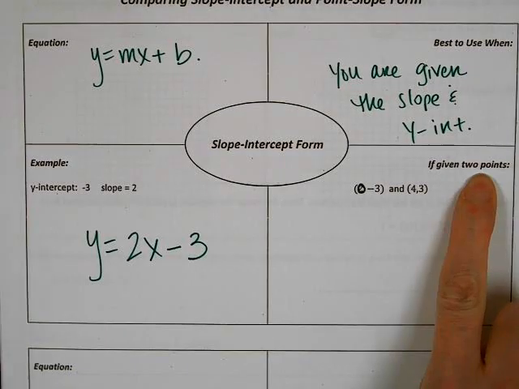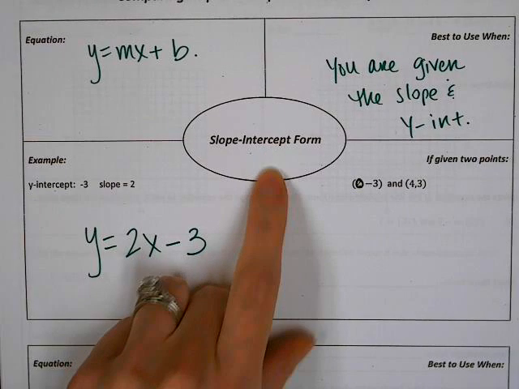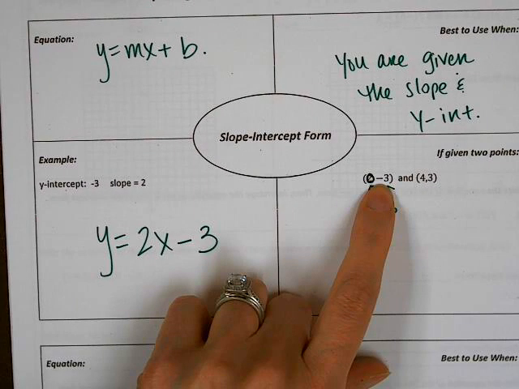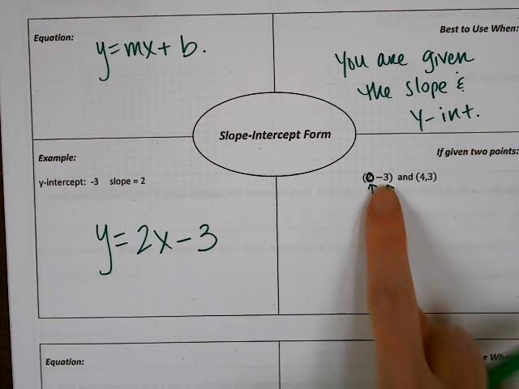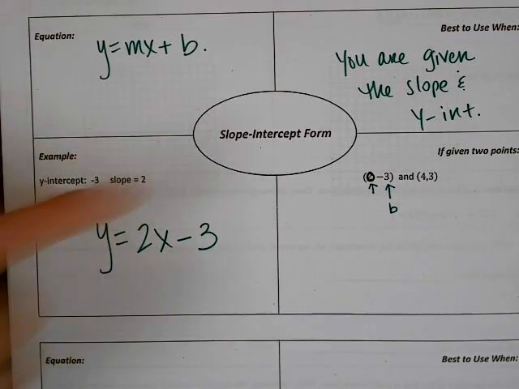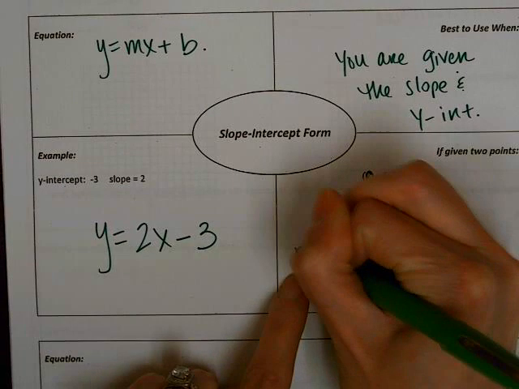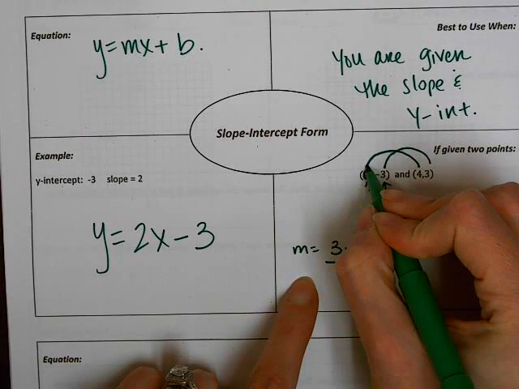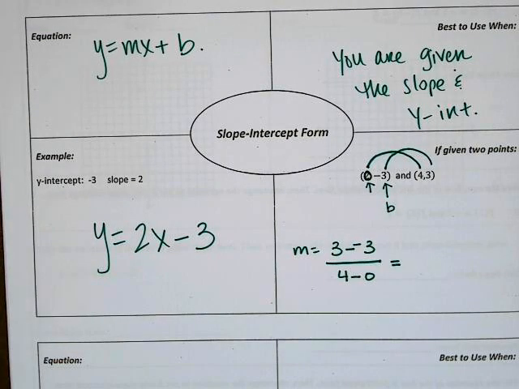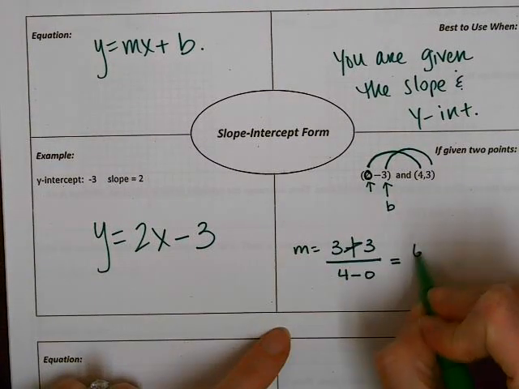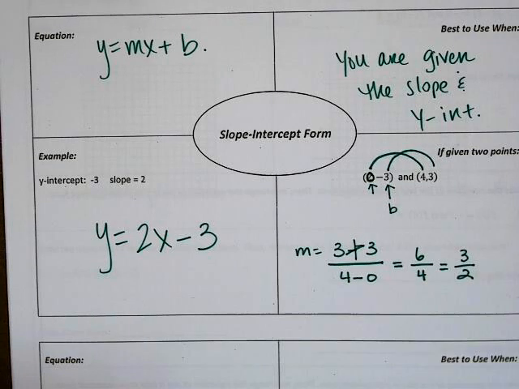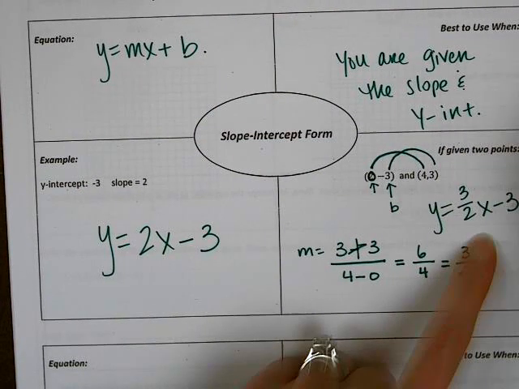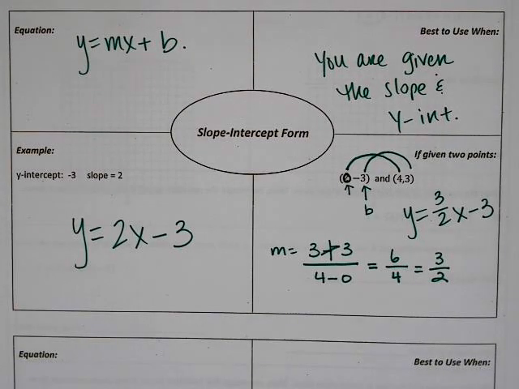Now, if they give you 2 points, you can use slope-intercept form if one of them has an x of 0, because then that means that this is the b. Remember, the y-intercept is always 0, comma, a number. So if we have the b, then we just need to find the slope, and then we can do slope-intercept form. Remember, to find the slope, it's y2 minus y1, so 3 minus a negative 3, over x2 minus x1, so 4 minus 0. If you work that out, minus a minus is a plus. This ends up being 6 over 4, which reduces to 3 over 2. So now this is the m and this is the b, so the equation is y equals 3 halves x minus 3.